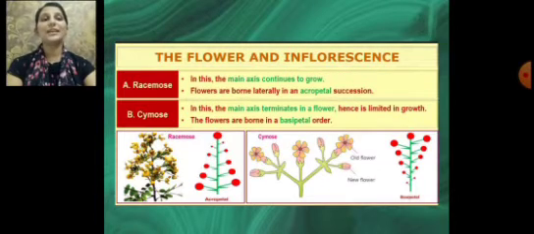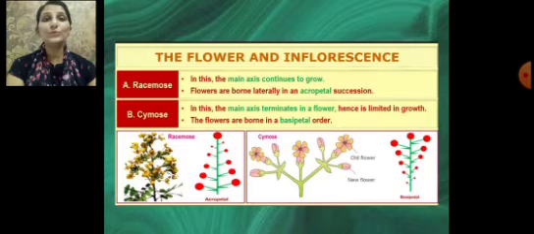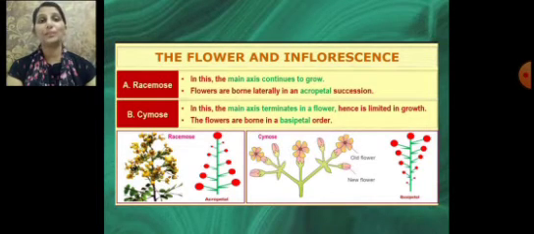The racemose inflorescence is the type in which the main axis continues to grow. We can see the main axis continues to grow and new flowers are produced from the tip. So flowers are borne laterally in an acropetal succession. What do you mean by acropetal succession? The younger ones at the tip and the older ones at the base. That is called an acropetal succession.